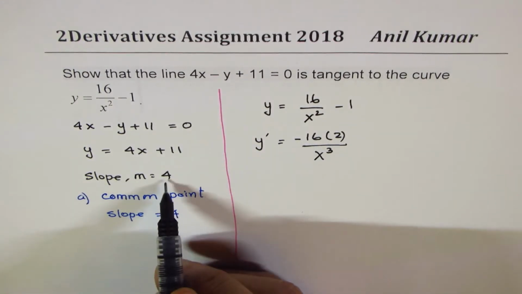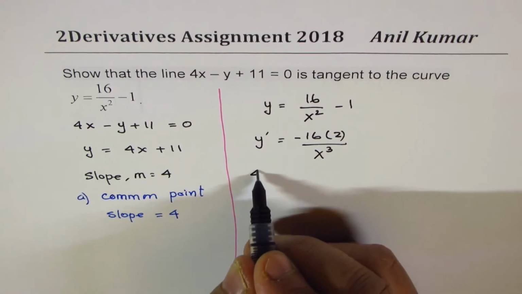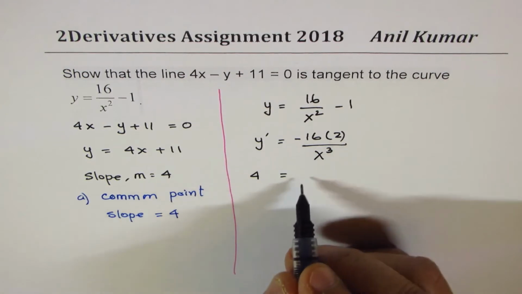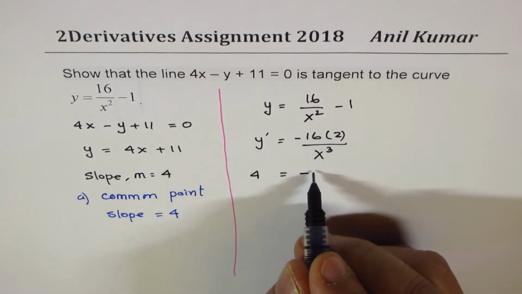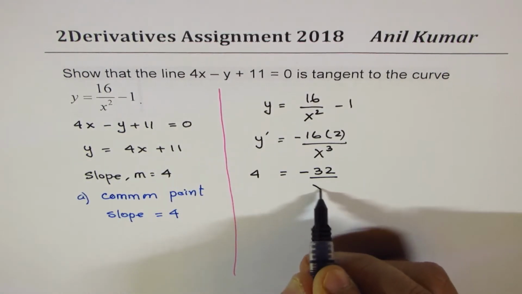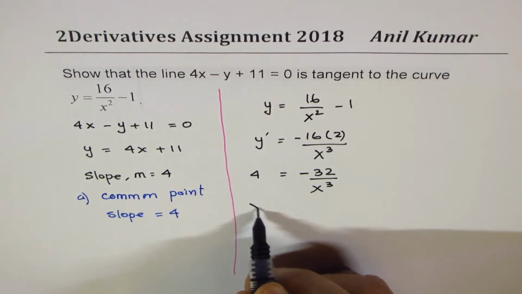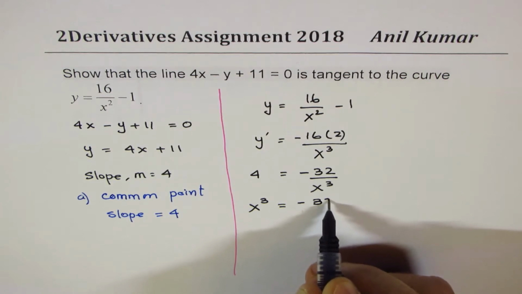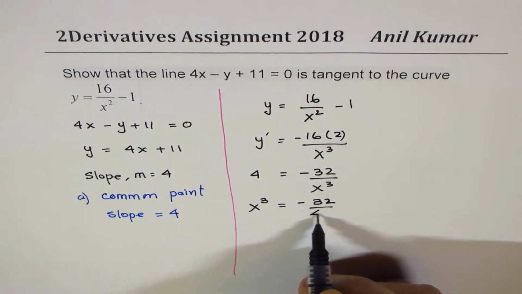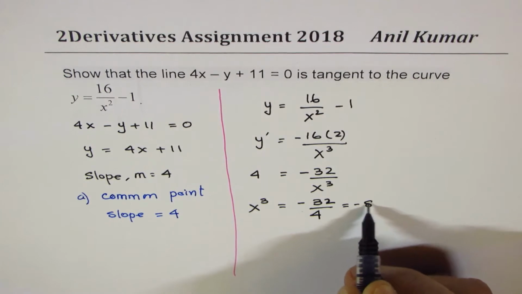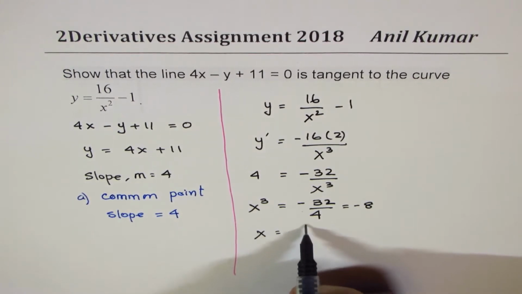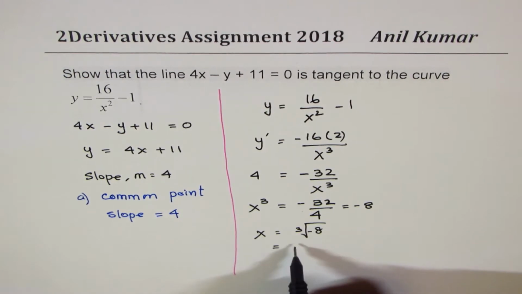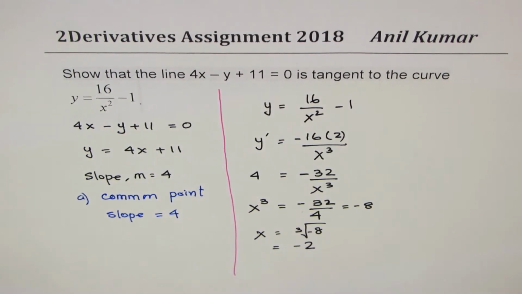And this slope should be equal to 4, right? So we can equate the slope. Slope is 4, so 4 should equal minus 32 over x cubed. Cross multiply, so we get x cubed equals minus 32 over 4, and that gives you minus 8. So x is the cube root of minus 8. That gives you the value of x as equal to minus 2, correct?